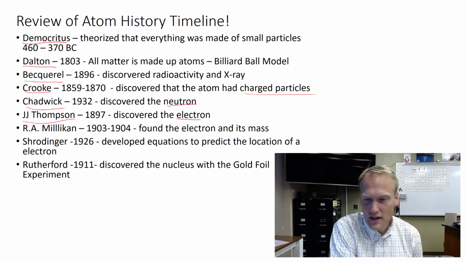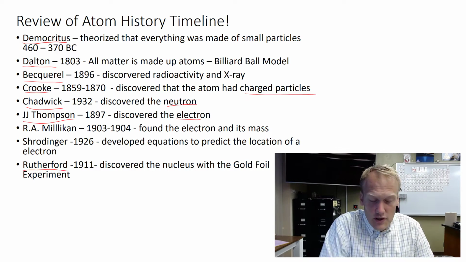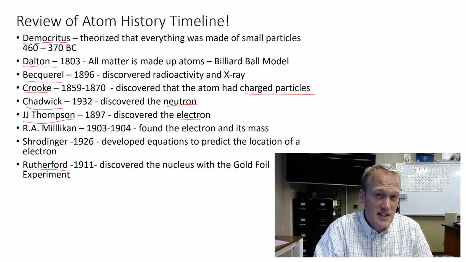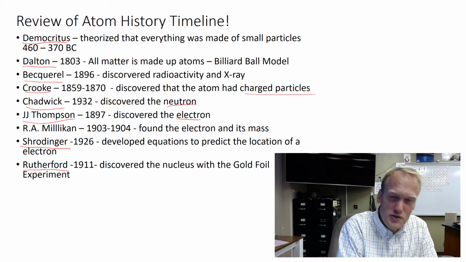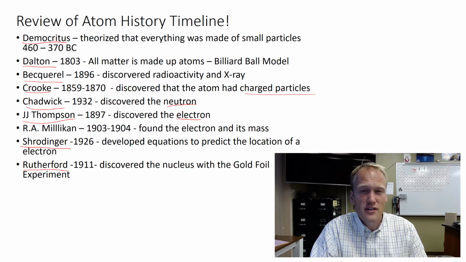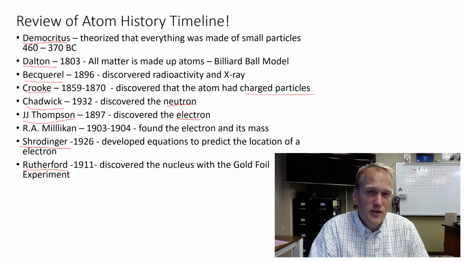J.J. Thomson discovered the electron. We also get to Rutherford, who did the gold foil experiment and bombarded gold foil with alpha particles. And that showed him that there was a small dense nucleus in the center of the atoms. And finally we get to Schrödinger, who used equations to give probable locations of electrons around the nucleus, which we call electron clouds. The electron cloud model is probably the most accurate representation of the atom we currently have.